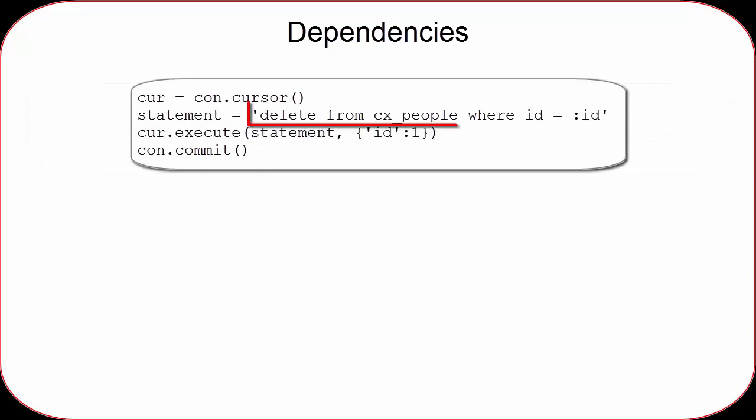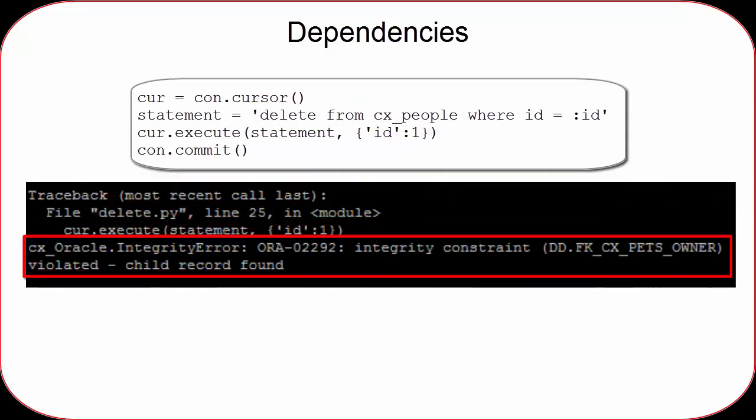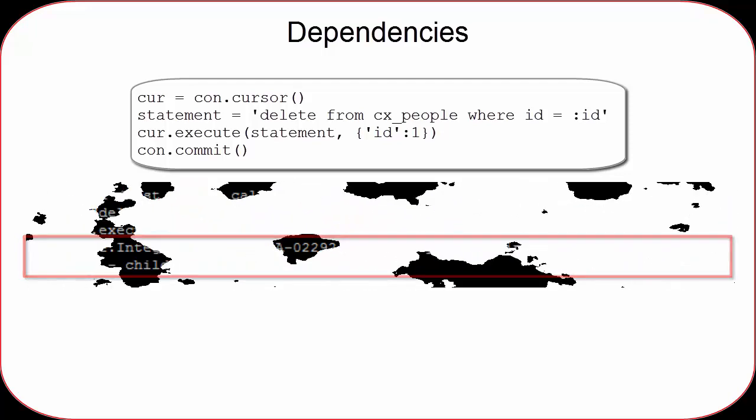If we attempt to delete a person who has one or more pets, we get an error telling us that we have violated an integrity constraint. This is our foreign key in action. With this foreign key in place, we must deal with the pets before we remove the person. Depending on our database design, we have a couple options.